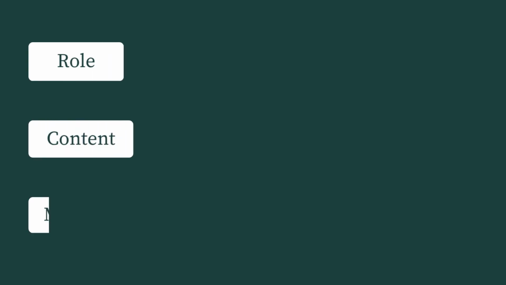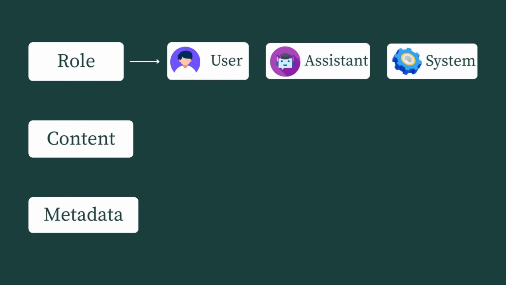Now let's break down what's inside the messages. Every message has three parts: role, content, and metadata. Role is who is speaking: system, user, or assistant. This is very important because the model behaves differently based on the role.